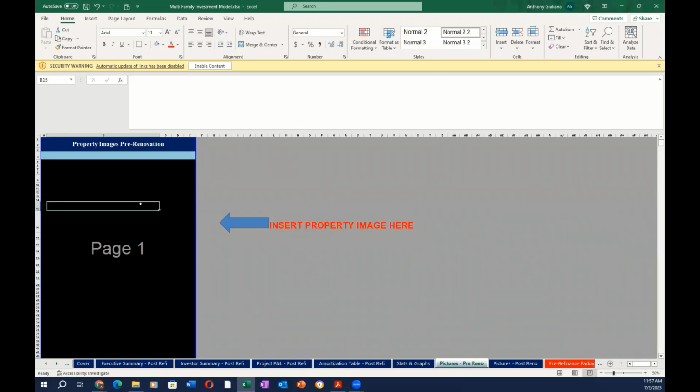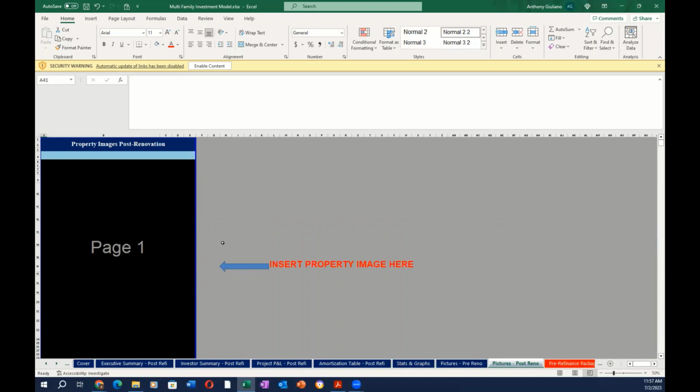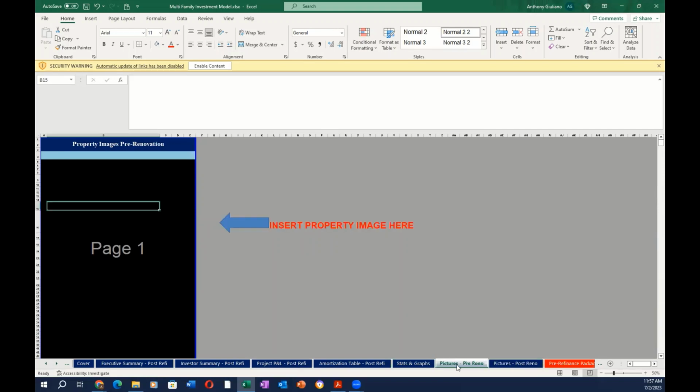property images pre-renovation and post-renovation. So you can just take your images of the property, copy and paste them here and configure them in any way that you want. And you'll have that option to also include that in your package.